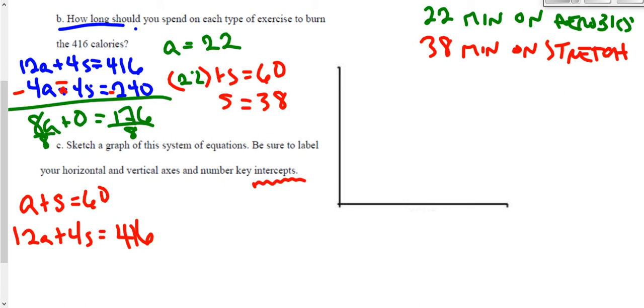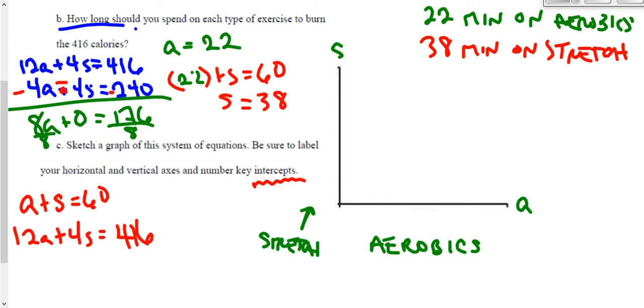Now on my graph, I went ahead and made aerobics my x-axis, and that was just a choice I had for basically no reason. It doesn't really matter, but I'm going to go ahead and make this my a-axis. So the bottom of my graph is going to stand for the time spent on aerobics. It's my a-axis, which would leave the s-axis over here, which is going to be the time spent stretching. So I have an a-axis and an s-axis. We're going to think of it in terms of a and s instead of x and y.